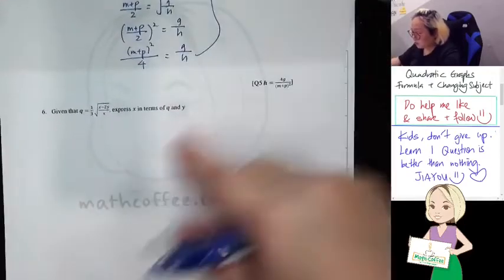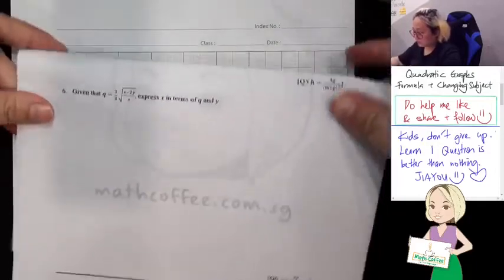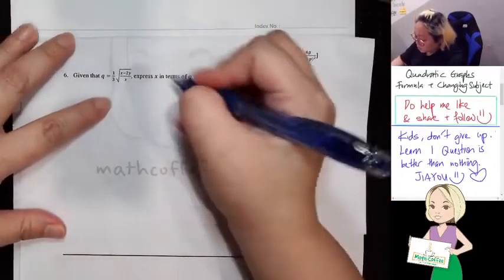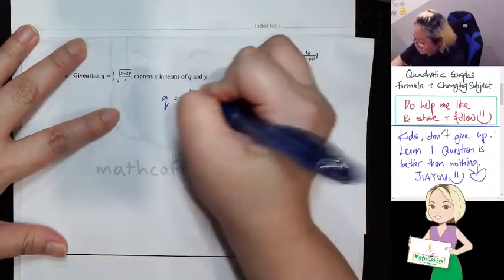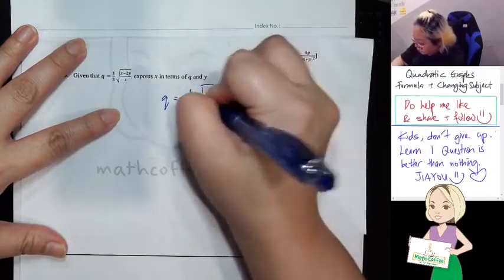Okay, let's move on to the last question for the night. I'm going to write Q equals 1/3 square root x minus 2y over x.